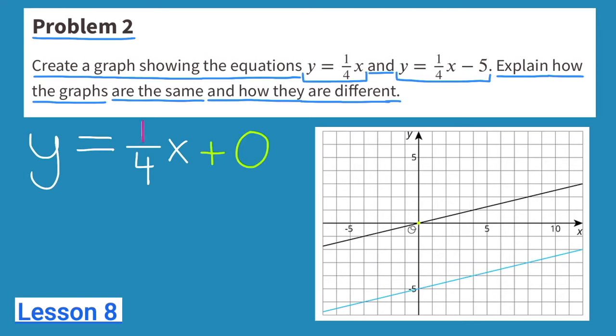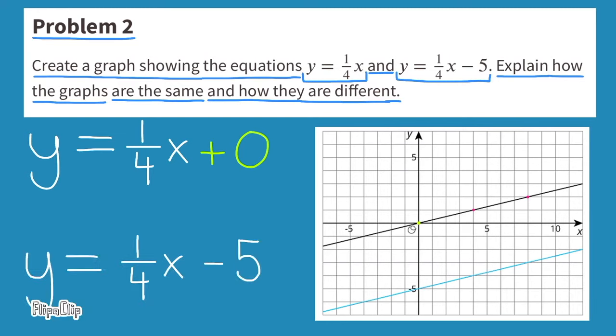M, or the slope, is represented by 1/4. So we need to rise up 1 because it's a positive 1. And we need to run to the right 4 units because it's a positive 4. And I can mark that spot with a point. And from that point, I can move 1 unit up and 4 units to the right and put another point. You see it lands on the line each time. So this line represents 1/4 x plus 0.